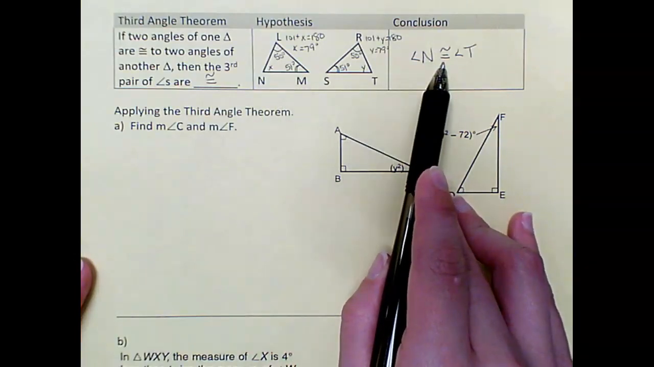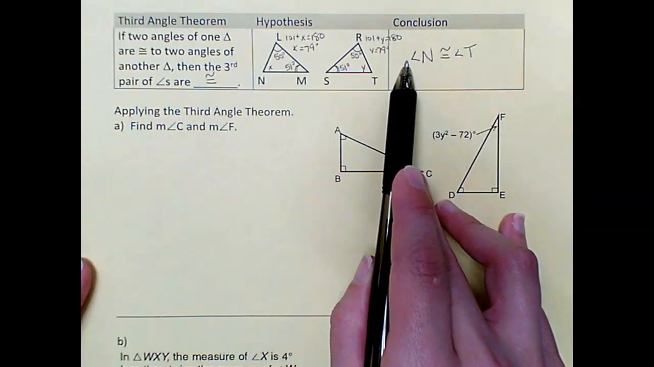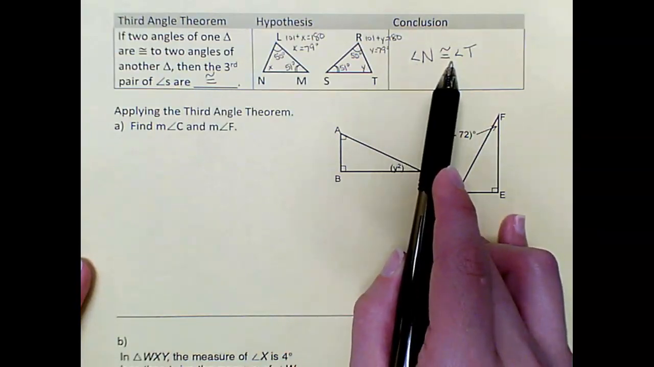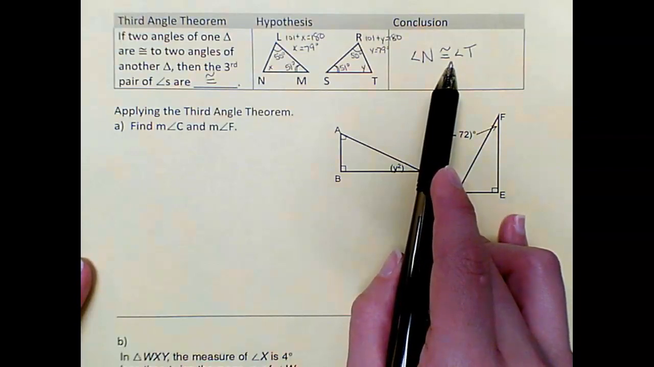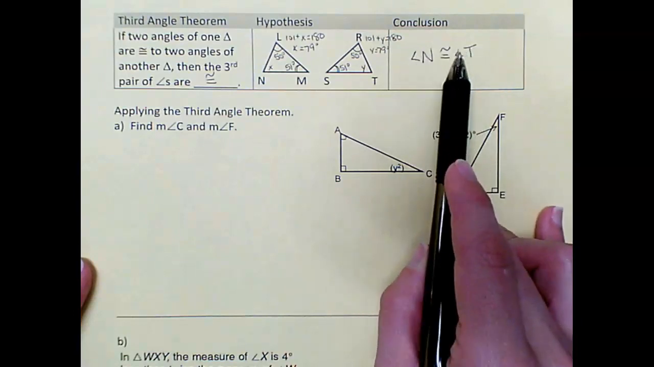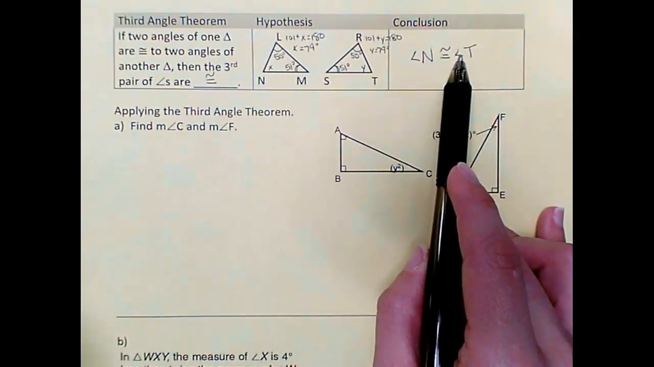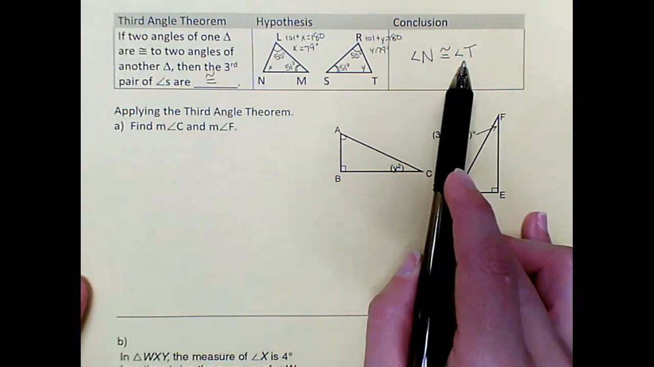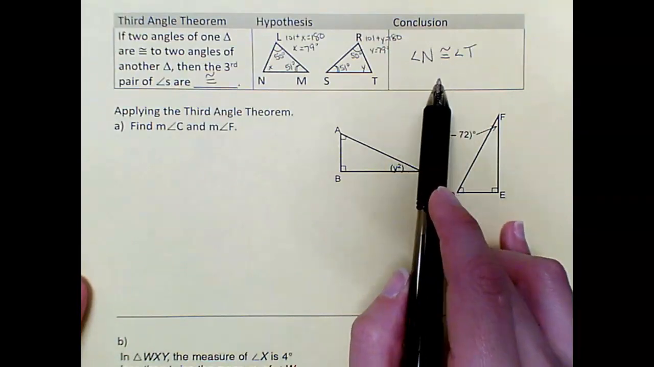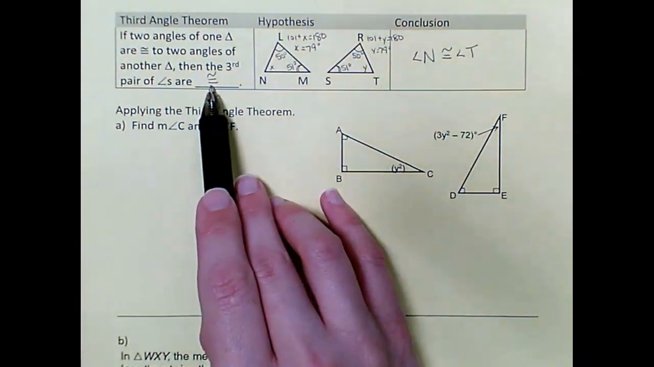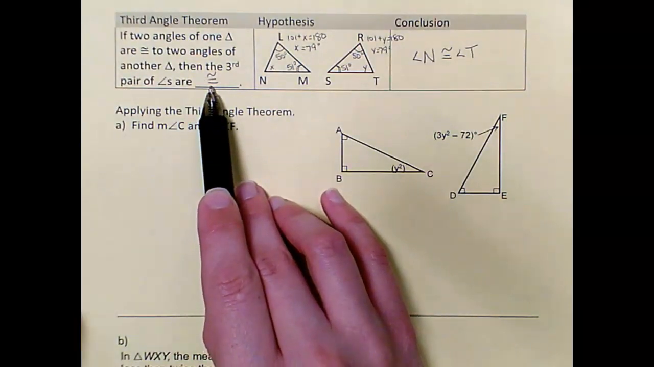I also want to point out that there is no measurement of right here. So no little m in front of the angles, because we're not talking about how the numbers are equal. We're talking about how the actual angles themselves are the same size. So the angle N is congruent to the angle T. I could say the measure of angle N is equal to the measure of angle T, but we're not talking about that right now. We're talking about how the angles are congruent. So the angles are the same size.